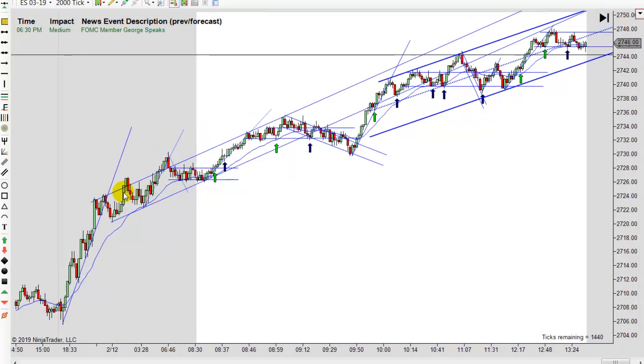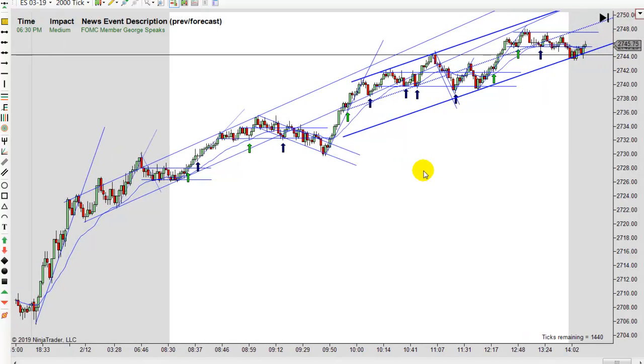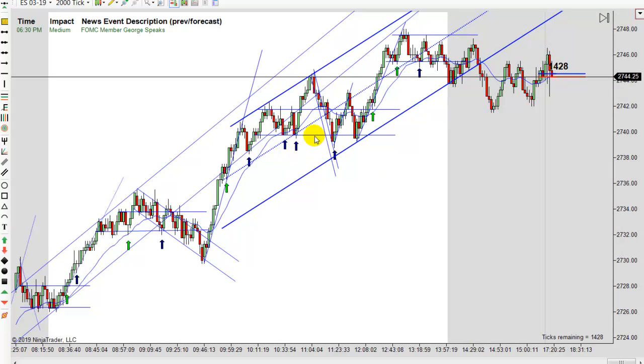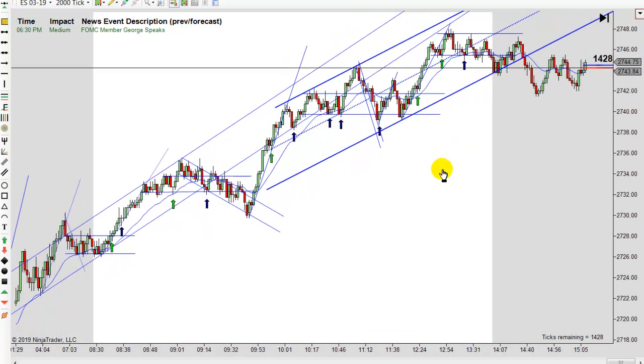And earlier we had this flatter channel. And then it's really too steep, and so it flattened out a little more. This is still much steeper than what you would like. You really want a 45 degree, which just runs from corner to corner. And you can see we're still running really steep here. But that's what we had today. It was a strong market.